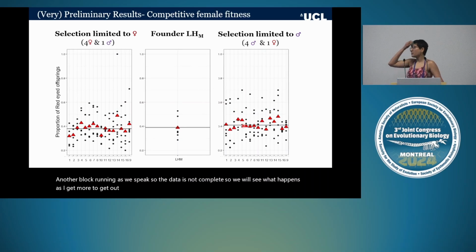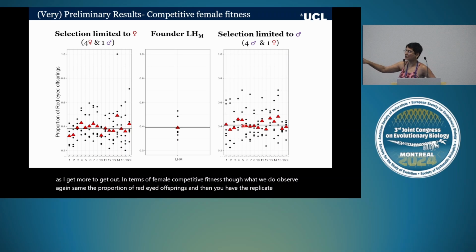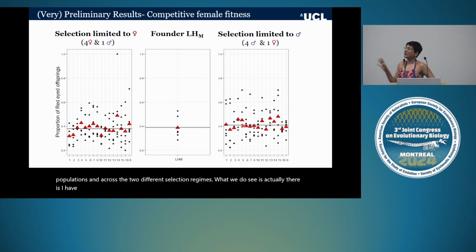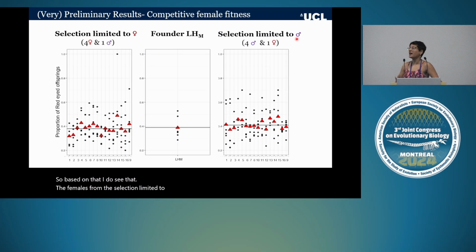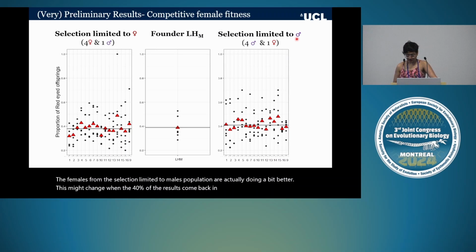In terms of female competitive fitness, though, again, same, the proportion of red-eyed offspring, and then you have the replicate populations and across the two different selection regimes. What we do see is, I have 60% of the data now. Based on that, I do see that the females from the selection limited to males populations are actually doing a bit better. This might change when the 40% of the results come back in. Okay, so that's what happens here.